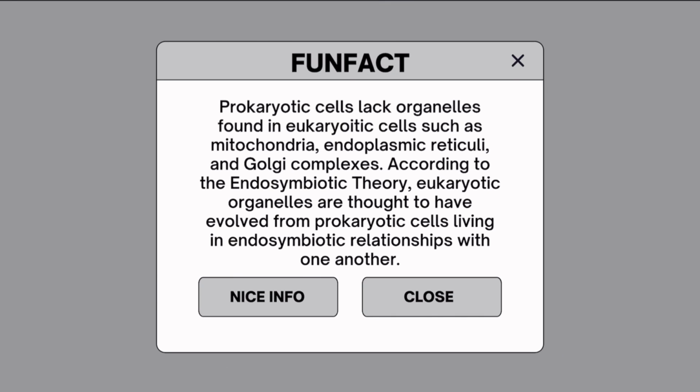And there is a fun fact. Prokaryotic cells lack organelles found in eukaryotic cells such as mitochondria, endoplasmic reticuli, and Golgi complex. According to the endosymbiotic theory, eukaryotic organelles are thought to have evolved from prokaryotic cells living in endosymbiotic relationship with one another.